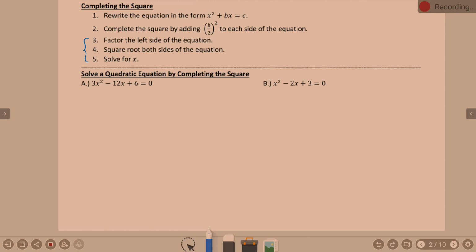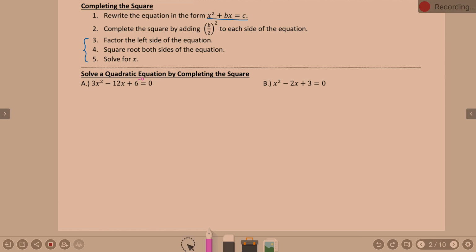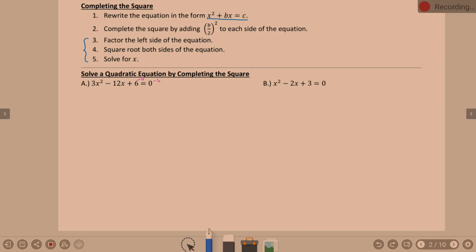So 3x squared minus 12x plus 6 equals 0. Step 1, folks, look at it. Rewrite the equation in the form x squared plus bx equals c. What kind of steps do I need to take here in example A to make that happen? Subtract 6. Okay, subtract the 6 over is one of them. So at this point, I'm going to have 3x squared minus 12x equals negative 6. Yes?